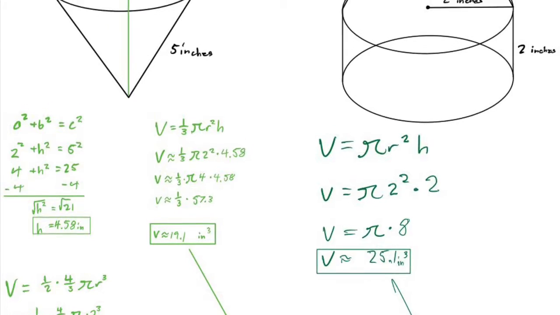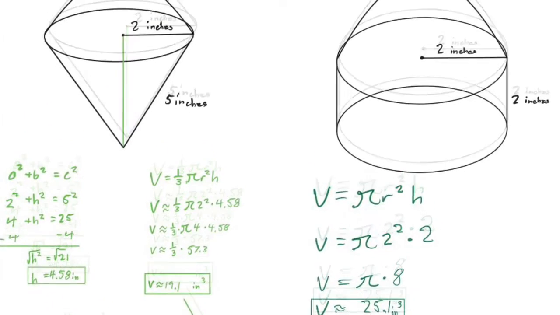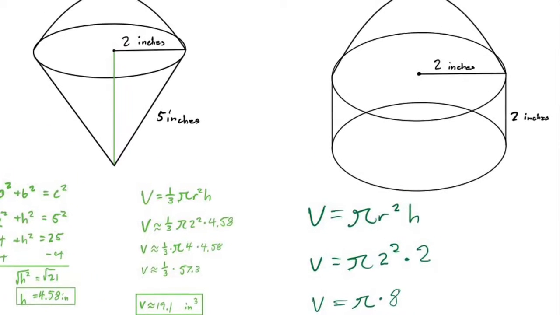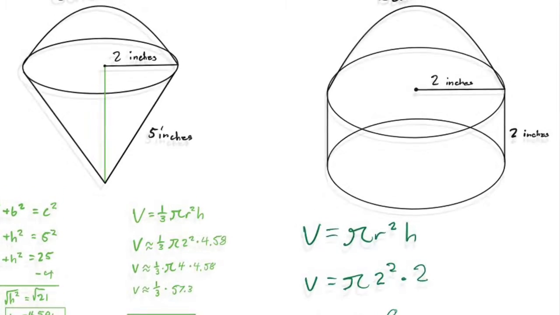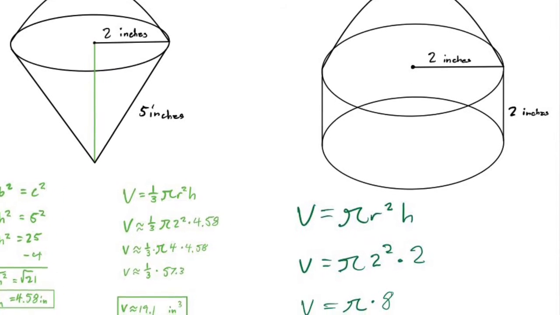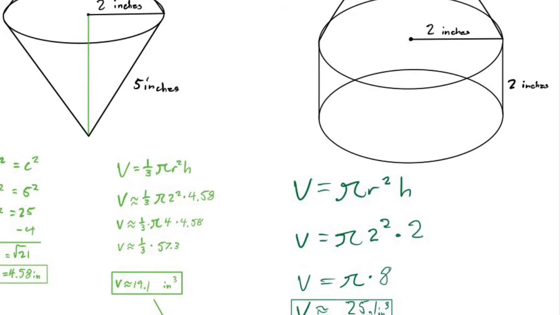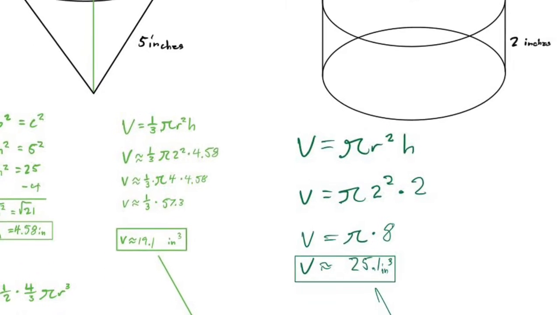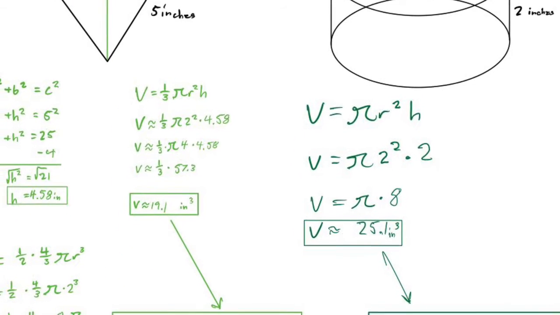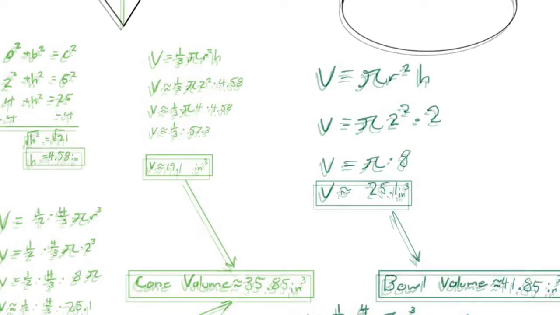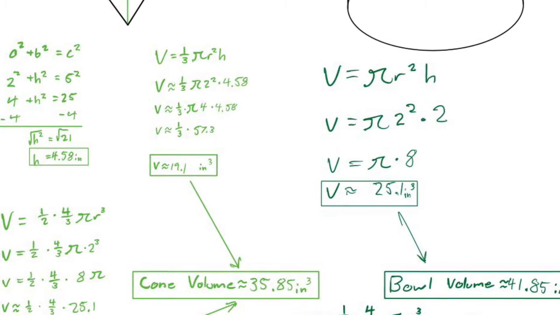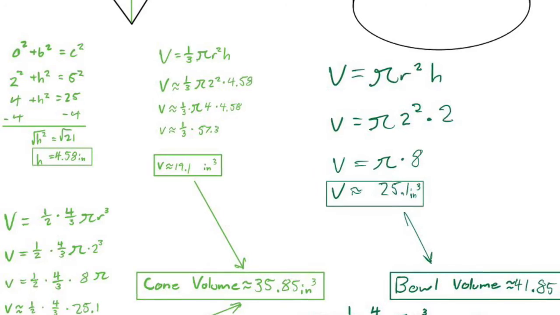Then, we need to find the volume of our cone, which is volume equals 1/3 pi r squared times the height. We then plug in our numbers. Volume equals 1/3 pi 2 squared times 4.58. That then gives us volume equals 19.1 inches cubed.